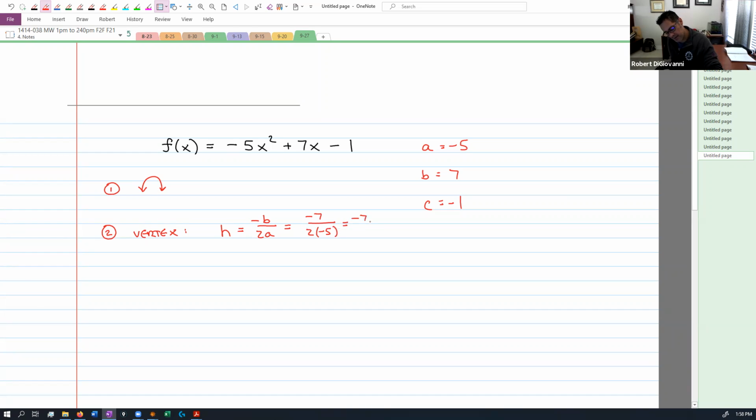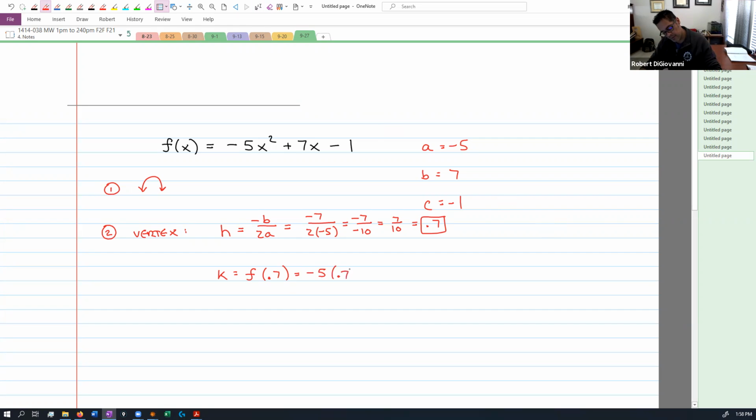So this is -7 over -10, which is 7 over 10, which is not a nice number, is it? Like it's not a nice 2 or -5. It's a fraction. We could convert that to a decimal, 0.7 if we wanted to. And the thing that sucks now is we have to find K, but K requires that we take that answer, 0.7, and plug it into the original function, right? Things are going to start getting messy here because we're going to have decimals. Okay, that's life. Move on, we keep going.